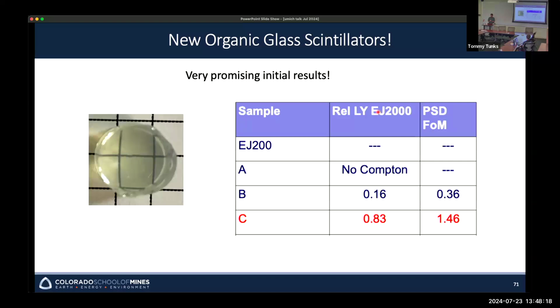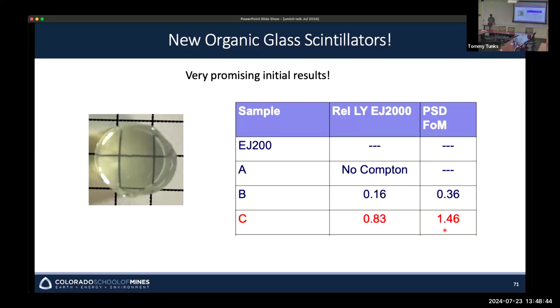There are probably 100 other materials out there that could be excellent organic glass scintillators that can be made a lot easier. We've basically made the first 3 organic glass materials, which I'm calling A, B, C here because we haven't published on this. One of them didn't work, one of them didn't work, and then one worked great.